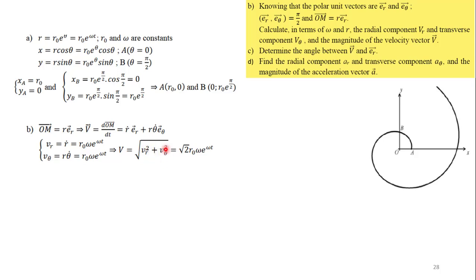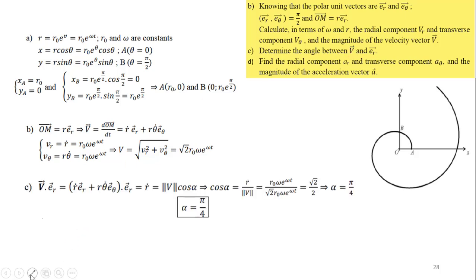Then, in part C, they ask to determine the angle between V and er. We have two ways to see this angle. One of the ways is to use the scalar product. The scalar product V dot er is equal to r dot er plus r theta dot e theta, dot er.